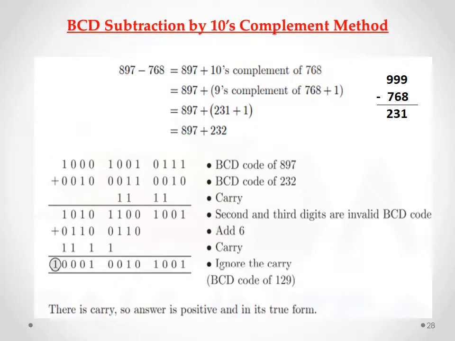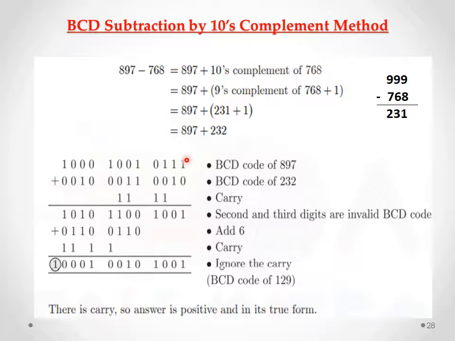In this question, 897 minus 768, it's equal to 129. First, we will take 10's complement of subtraction. So first we will take 9's complement of 768, it's equal to 231. Then we are adding plus 1 to this one, that is the 10's complement of subtraction. So 232 is the 10's complement of 768.